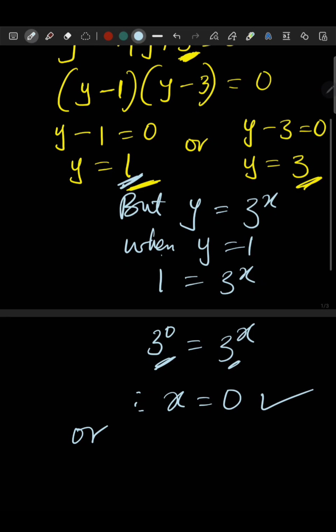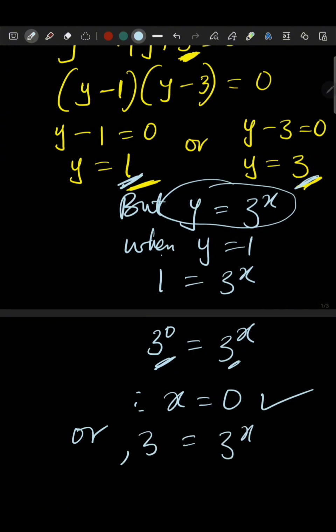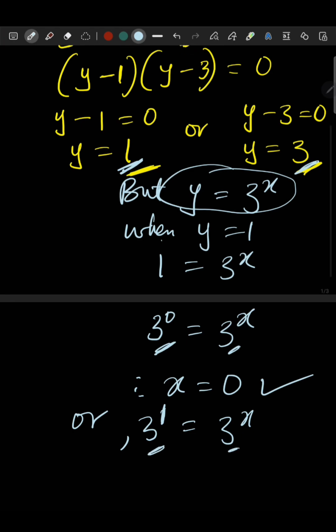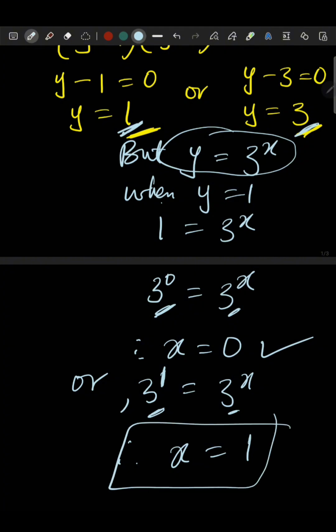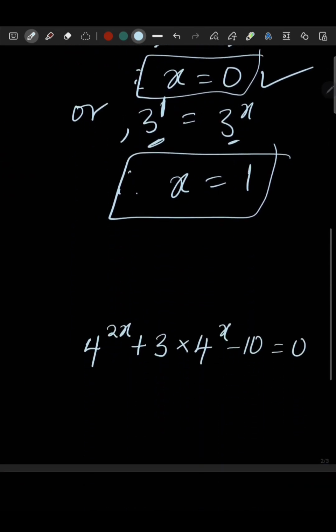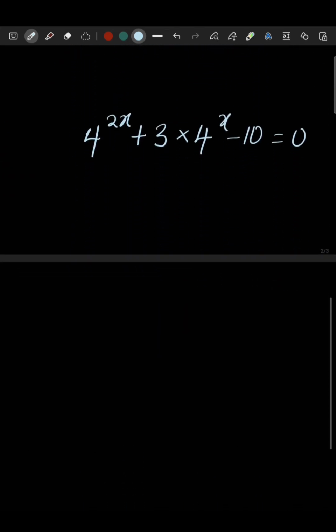Or when y is equal to 3, following the same relationship, you have that 3 is equal to 3 to the power of x. I can write this 3 as 3 to the power 1, right? Bases are now the same, and if bases are the same, therefore the powers should also be the same. So x can be 1 or x can be 0. These are the solutions to this problem. Now let's take a second one for proper understanding. Look at the second question here.